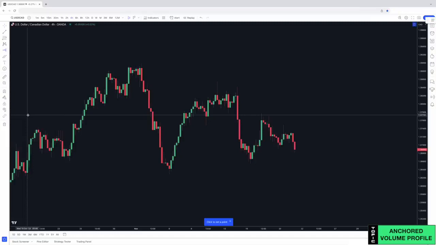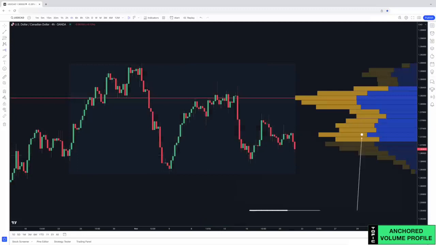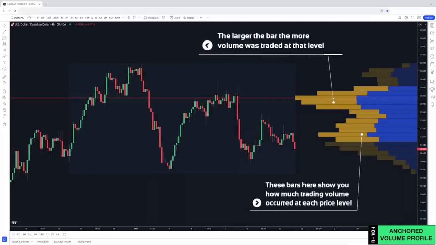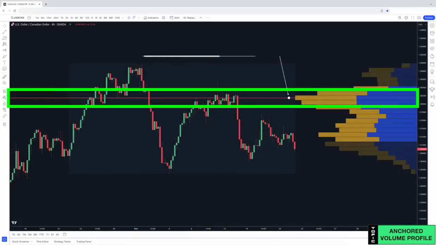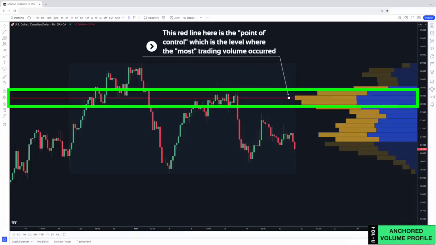Then on your chart, click where you want the volume profile to be applied from, and you'll see it appear to the right. These bars here show you how much trading volume occurred at each price level. The larger the bar, the more volume was traded at that level. This red line here is the point of control, which is the level where the most trading volume occurred.